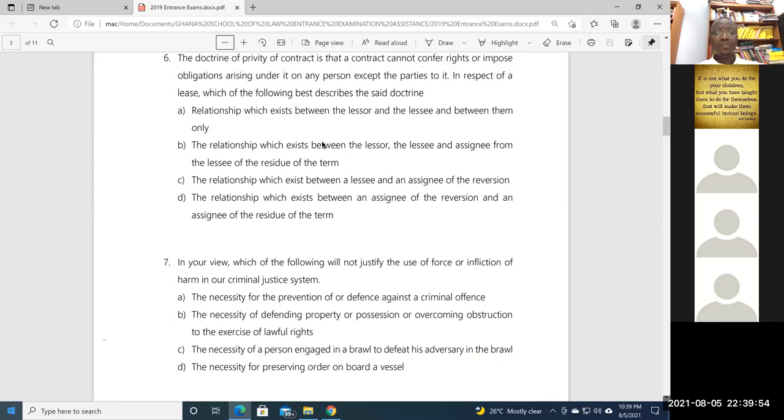So let's go on to D, the relationship which exists between an assignee of the reversion and assignee of the residue of the term. Okay, that is interesting. Now, assignee of the reversion, using my 50-year example, you have a leasehold of 50 years. After the expiry of the 50 years, the property will go back to the one who created the lease, that is the lessor. So that is a reversion.